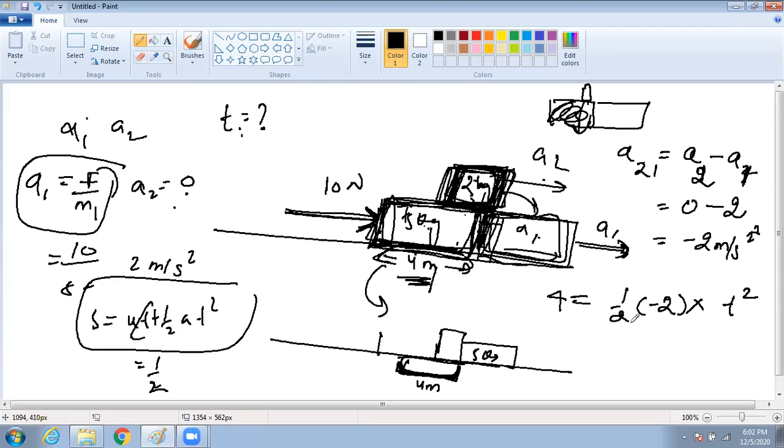Yes, sir. But I remember I told you that it has to fall on the ground. So whenever this type of problem is there, you have to put minus 4. So minus cancels, this is gone, so t square, how much? t will be plus or minus, so plus 2 seconds. It will take only 2 seconds for the mass to fall down.